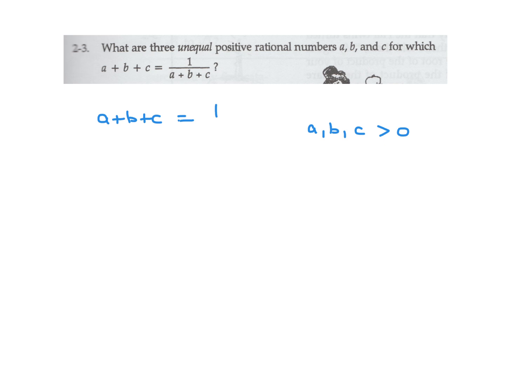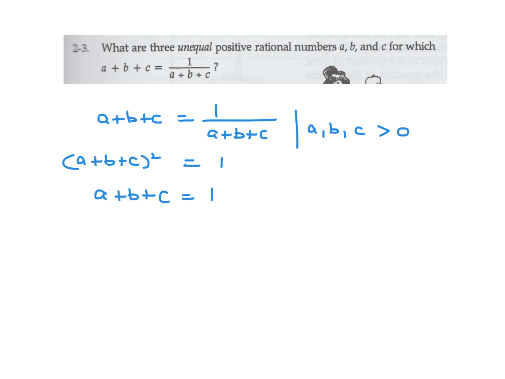So a plus b plus c is equal to 1 over a plus b plus c. Cross multiply, and we get a plus b plus c all squared. And then take the square root of both sides, and a plus b plus c would therefore be 1. Right, because it can't equal negative 1 because all of these guys are greater than 0. So there's no way that three positive numbers would add up to negative 1. So the negative 1 option is not valid.